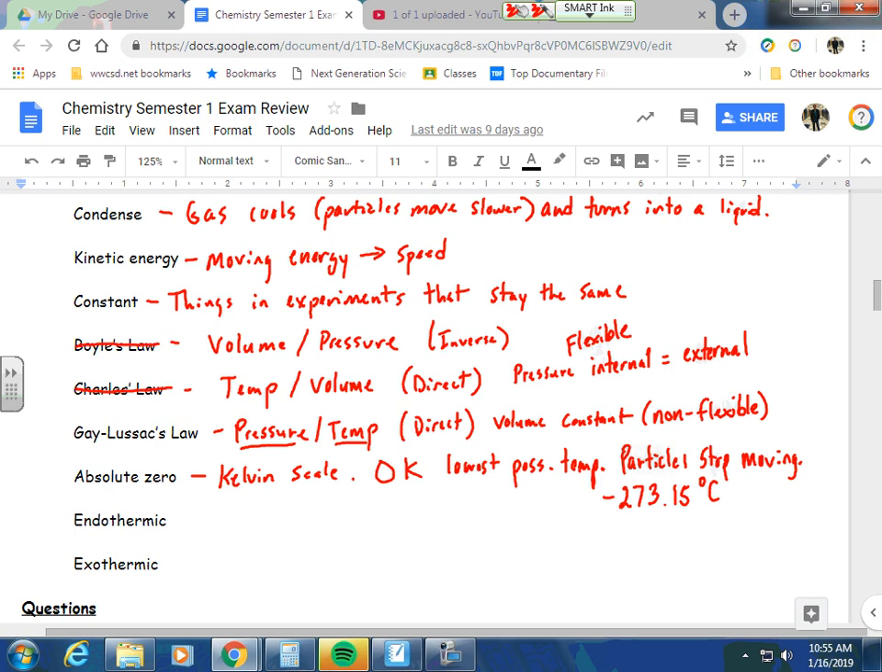Endothermic and exothermic, just to talk about them. With endothermic, energy is going into a system, so we're adding energy. And with exothermic, energy is leaving the system. Energy like heat, for example. That's typically what we deal with. I always say exo, like exit, energy leaves. Endo, energy comes in, so energy goes in the dough.